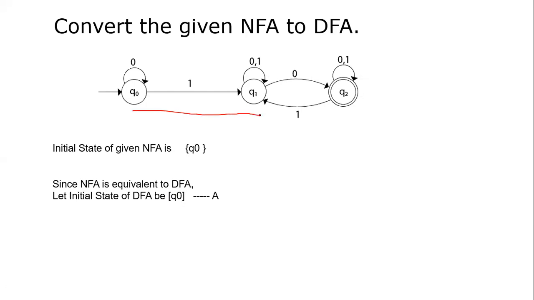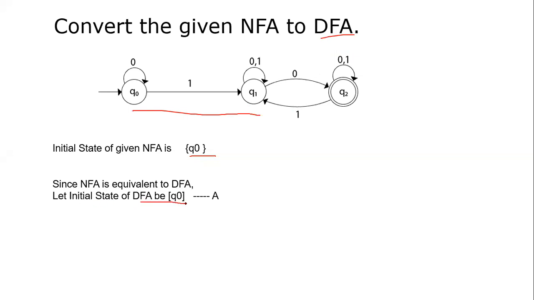For this diagram only, we are going to convert into DFA. In this given diagram, the initial state is nothing but Q0. We just mentioned that the initial state of the given NFA is Q0, and we have to convert the NFA into DFA. We just equalize both NFA and DFA, right? So let the initial state of DFA be.